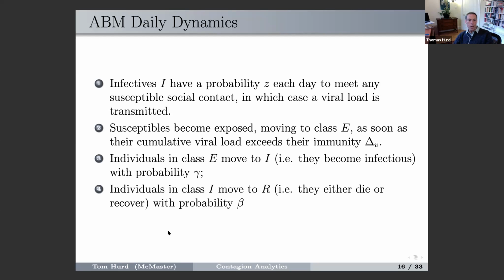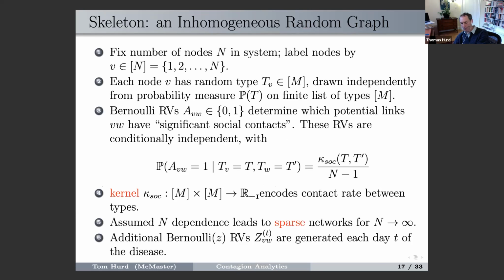So susceptibles become exposed, they move into the class E, when the cumulative viral load they've received exceeds their immunity buffer. And then once they're in the exposed class, some of them become infective, moving into I. Some of the infectives every day will recover or die, called removed, and be put into the final class, which is R. Okay, so that's the deal.